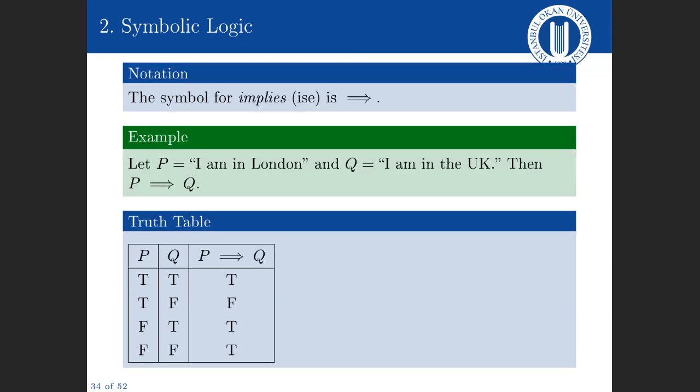One more symbol is implies. That's a double arrow pointing to the right. So for example, if P is the proposition I am in London and Q is the proposition I am in the UK, then P implies Q. We know that London is in the UK, so if I'm in London, then I must also be in the UK.